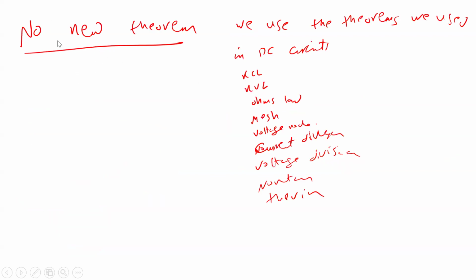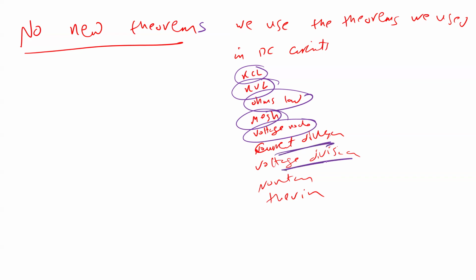The good news is no new theorems. I'm not going to teach any new circuit laws. You got what I'm saying? That means for these circuits, we are going to use all the theorems we did before in DC circuits. We are going to use Kirchhoff's current law, Kirchhoff's voltage law, Ohm's law, mesh and node voltage analysis, current division, voltage division, Norton's, Thevenin's. So everything we did before in DC circuits, we're going to do. That's good news, right? I'm not gonna teach any new theorem for circuits.